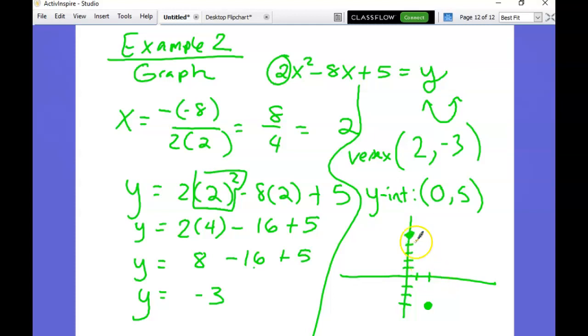Now we know it's a happy face, so it's got to go like this. So now I know it's got to go through that dot and this dot. And since parabolas are symmetrical, you can imagine there's got to be another one over here somewhere, right? So just kind of do that. And now your shape's a little bit more precise.